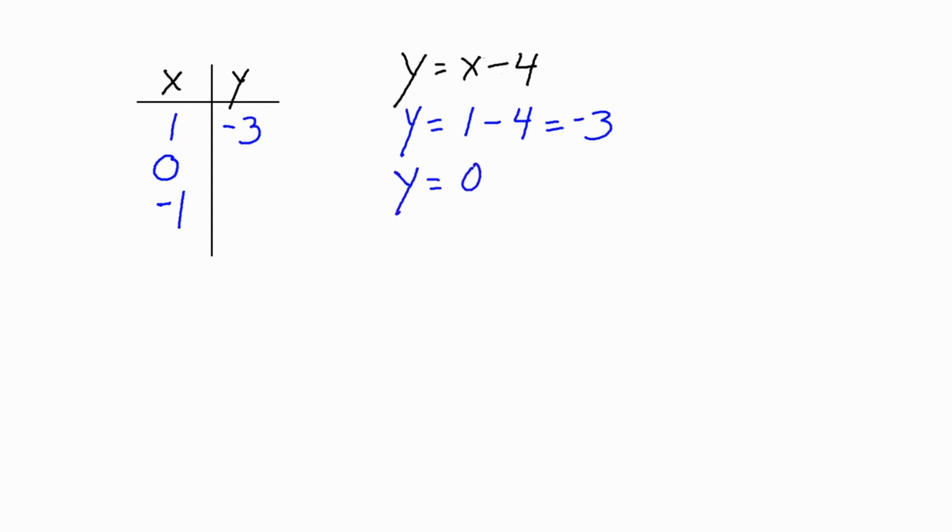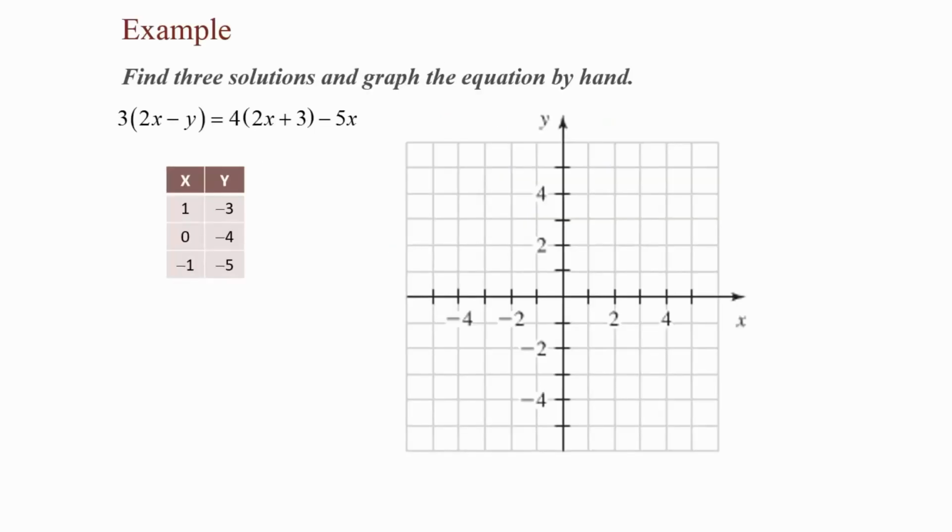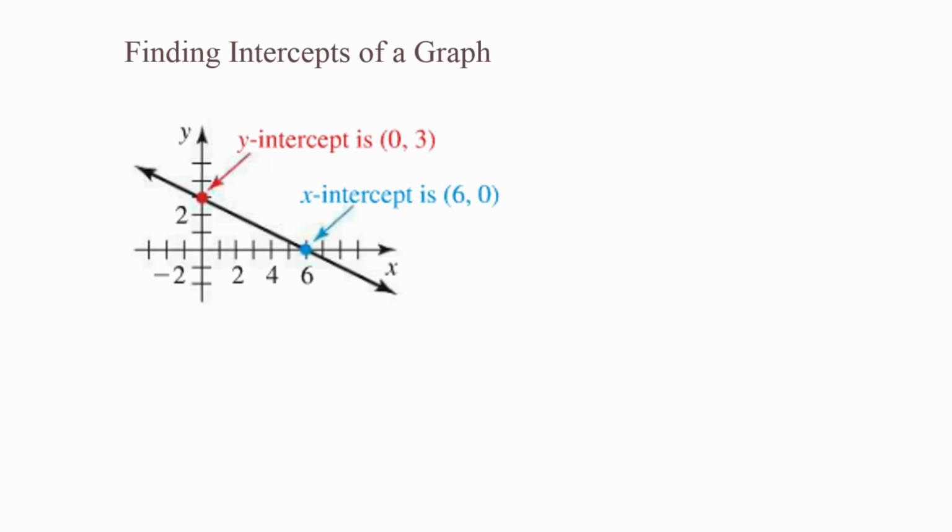Now we'll replace x with 0, and I get negative 4. Then replace x with negative 1. Negative 1 minus 4 is negative 5. Now we're ready to plot our points. So I have 1, negative 3, 0, negative 4, negative 1, negative 5. And we draw our line. So now we have graphed the equation of the line. Finding intercepts of a graph.